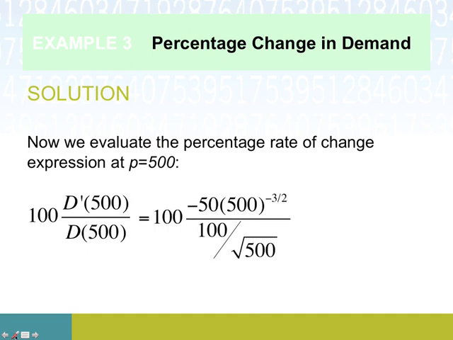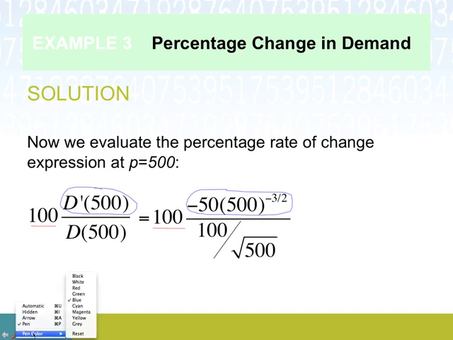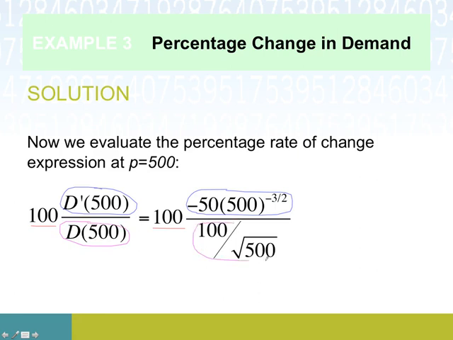So here's, just to track down all the pieces here, here's the 100 that was there from the beginning. D prime of 500 is the derivative expression we just figured out, but with a 500 in for p. So negative 50, there's our p-value, 500, to the negative 3/2. And then finally we have, on bottom, the original function back again. So D of 500, that's just demand, which looked like 100 divided by the square root of p. So 100 divided by the square root of 500.